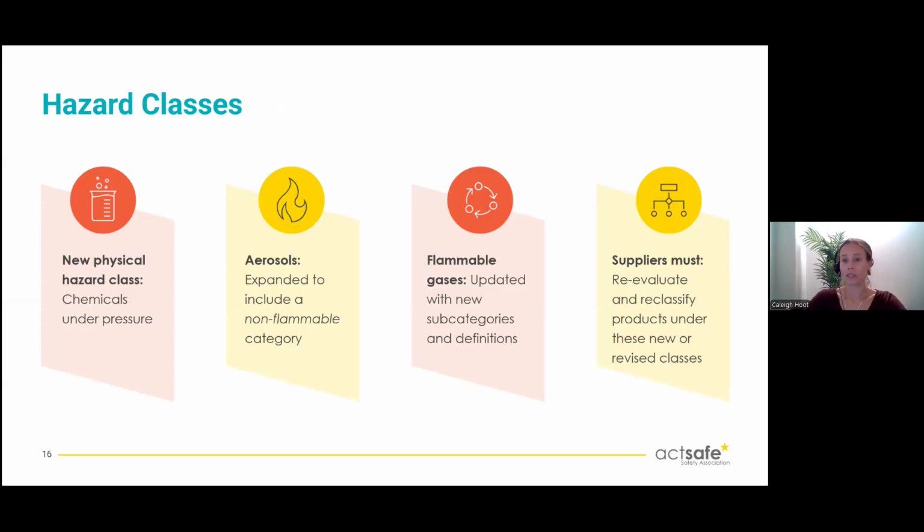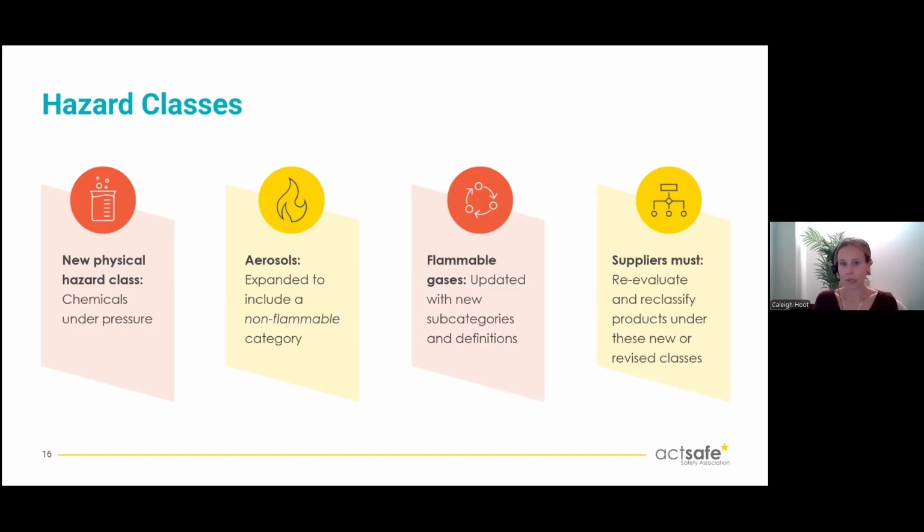So let's start with what is actually new. The first big change is going to be our hazard classes. We now have a new physical hazard class called chemicals under pressure, which covers pressurized liquids and solids. The aerosol class has been expanded to include non-flammable aerosols, and this is a category 3 aerosol. These are not going to be classified under gases under pressure.